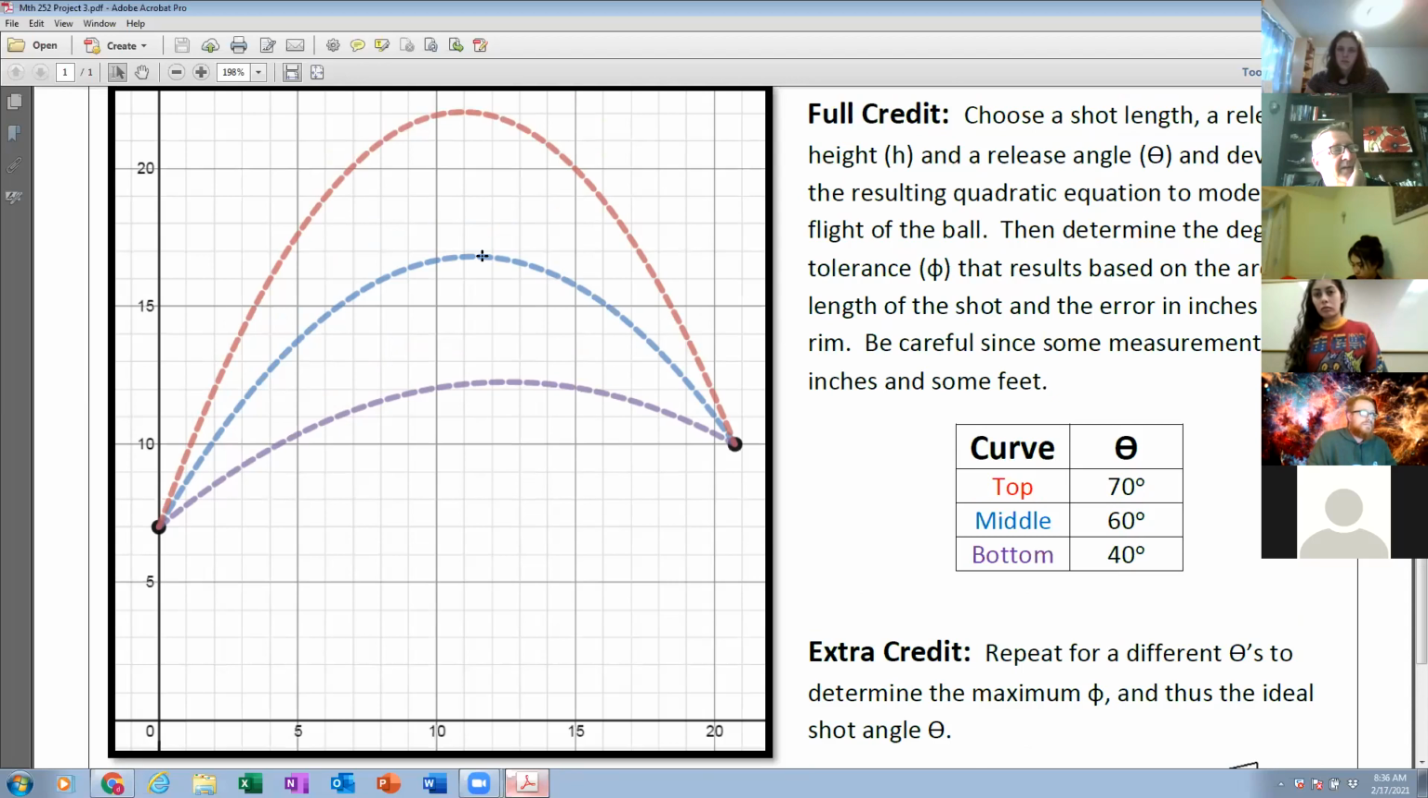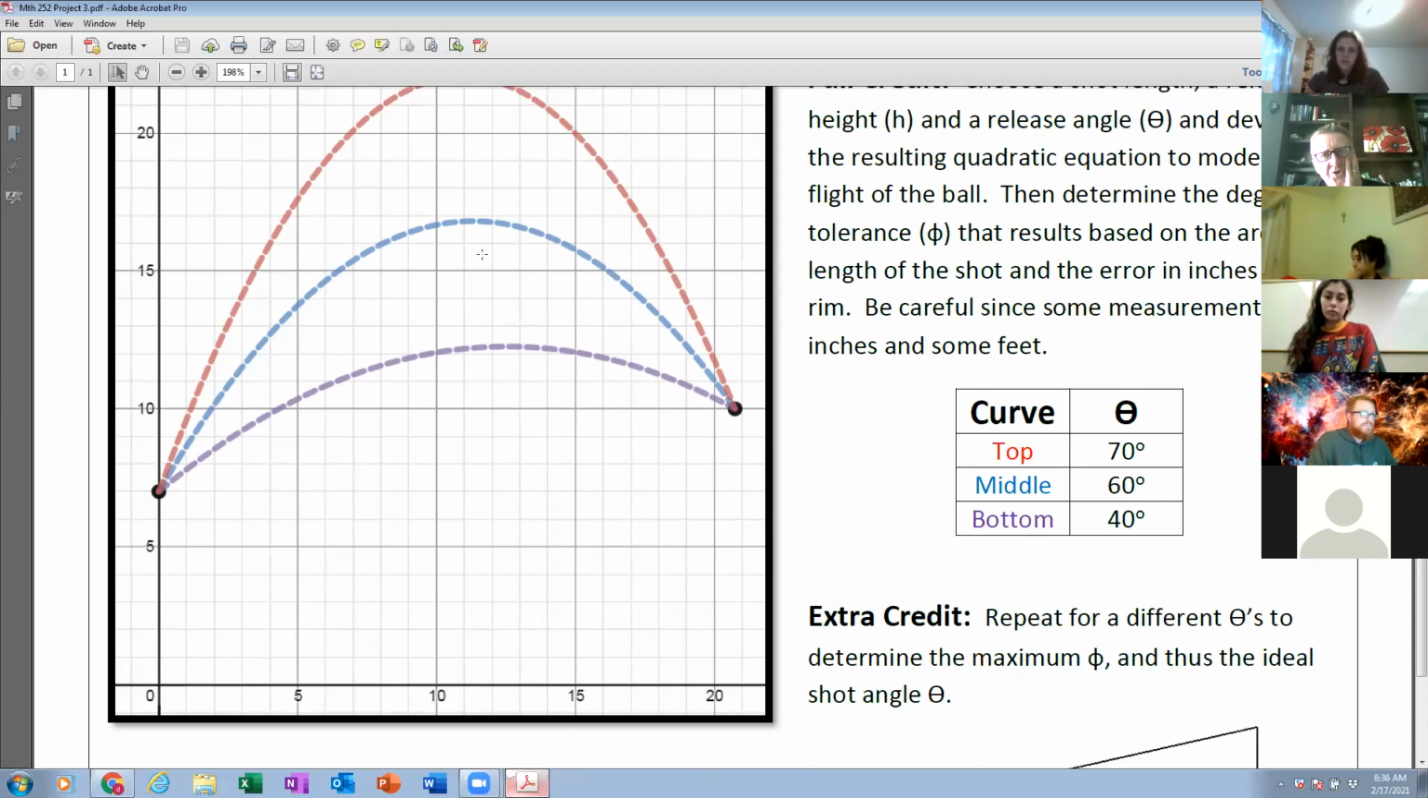Well, then go back and do it at 60 degrees. And then do you get a bigger degree of freedom? Is it not a half degree, but now it's 1 degree of freedom? That would make that a better shot. So the bigger question here is what angle should you be shooting at? And there is actually a right answer to that question.